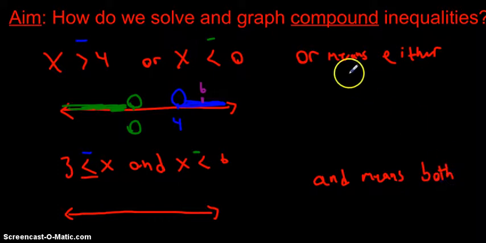Now or in mathematics doesn't mean exclusive or, meaning you can only be one or the other. It means as long as it's in one. That's the union, what puts them together. Alright, so and.